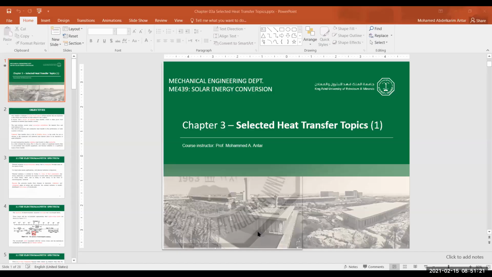Now let's have a look at some background information that you have covered before, but we are going to go through a reminder of these topics, which are basically the principles of heat transfer. So we're going to go through a quick revision of selected heat transfer topics that are relevant to what we are doing in this course.